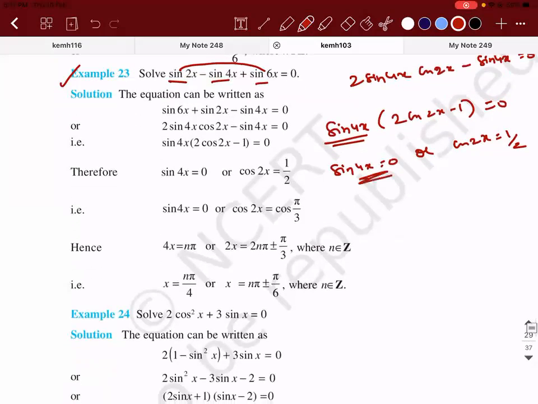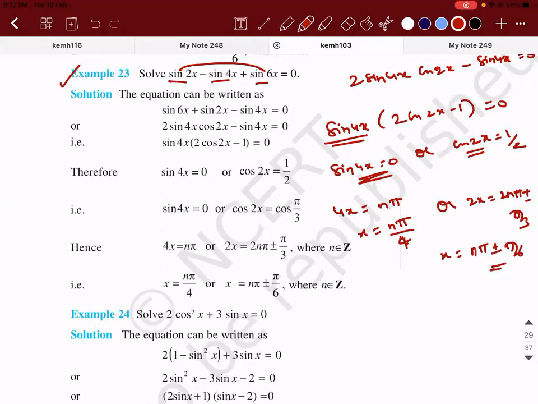So sine 4x is equal to 0 means how much? 4x is equal to n pi. So x will be equal to n pi by 4, or here what will happen? 2x will be equal to 2n pi plus or minus pi by 3. So x will be equal to n pi plus or minus pi by 6. Accepted? So either this can be the solution or this can be the solution. Here you need not find the union like how we did in the derivation. You can leave the answer as it is because you can't find the intersection. It will be a complicated one.